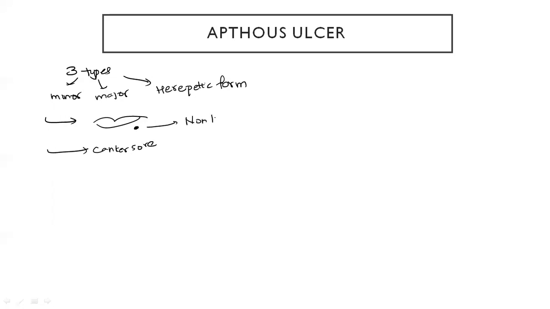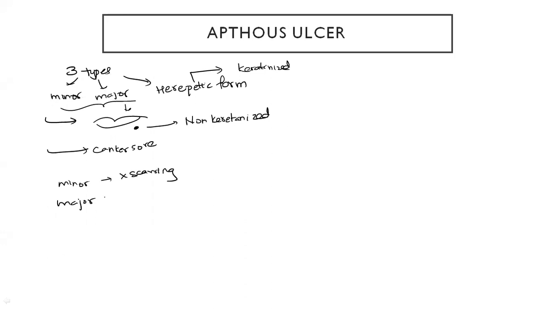Wherever there is non-keratinized tissue, like buccal mucosa, labial mucosa, alveolar mucosa, floor of the mouth. So one thing is, herpetic form occurs in keratinized tissues, whereas other forms occur in non-keratinized tissues. A minor lesion will heal without scarring and major will have scarring. So this was about Aphthous ulcer.